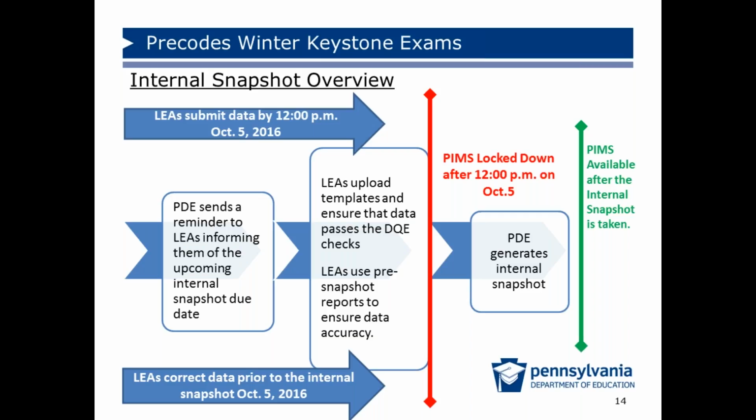So PDE begins the process by reminding LEAs that the internal snapshot is coming up, and it's also listed in the PIMS calendar. Next, we ask that LEAs upload the templates to ensure that data passes the DQE checks, and we have pre-snapshot reports to ensure that data is accurate. Then PIMS locks down after 12 p.m. on October 5th and takes the internal snapshot, and then it reopens. When it reopens, LEAs would be able to submit data again, but not for that collection.